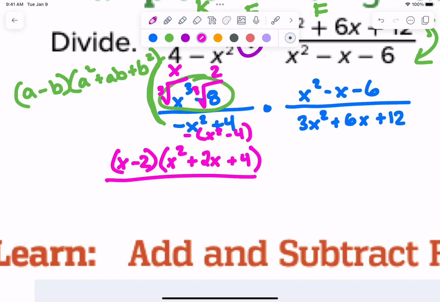So I pulled the negative out. Now I'm going to take that x squared minus 4 and I'm going to make it x plus 2 and x minus 2. Okay, but we can't forget the negative 1 that we pulled out. So x plus 2, x minus 2, that's my difference of squares. Okay, got it?